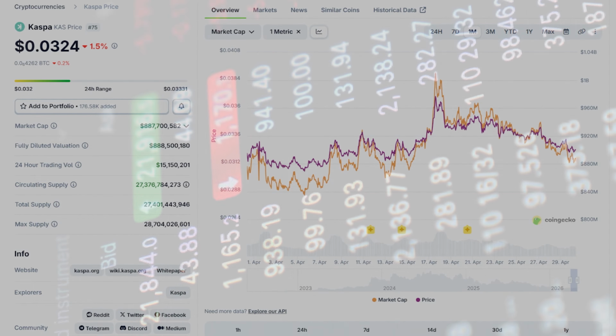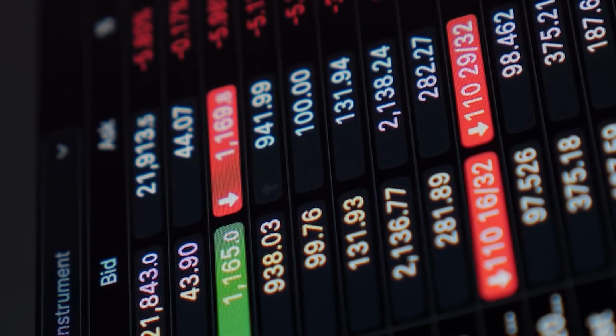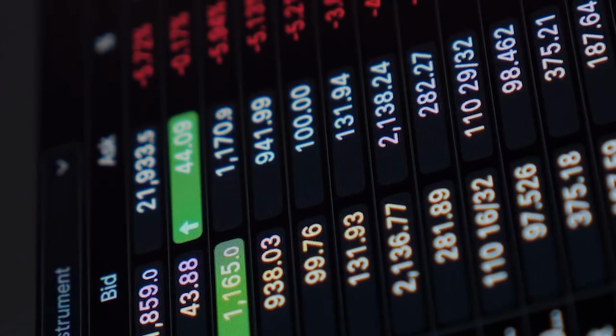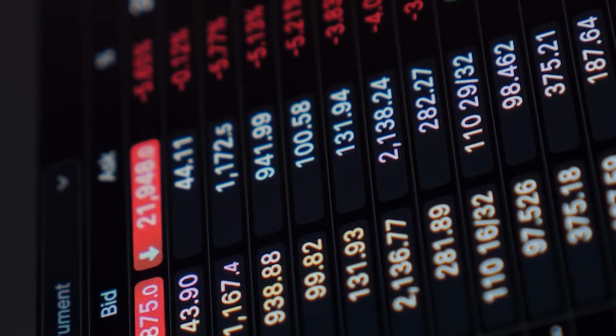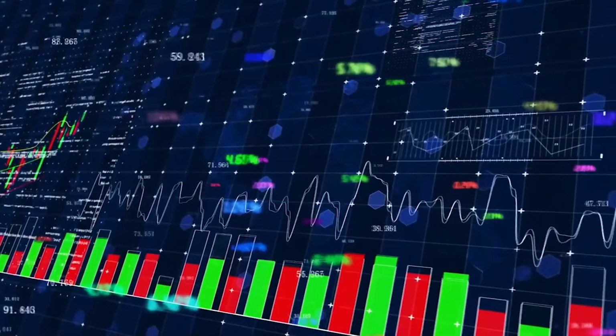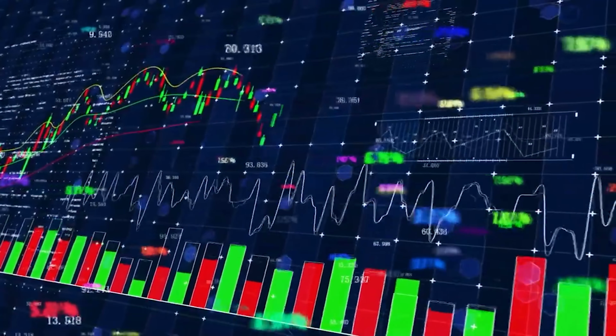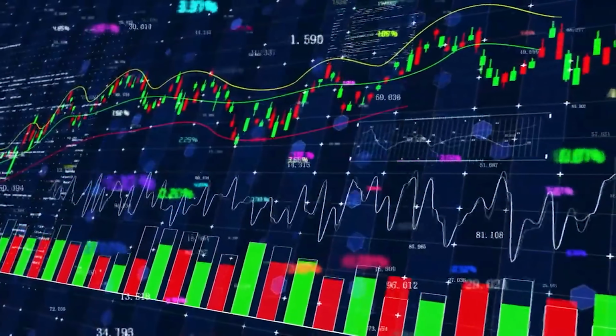Bearish scenario. If the price fails to hold 0.034 and returns to the lower part of the range, a test of 0.032 is likely, then 0.030. If weak, 0.027 to 0.025. This would mean the market is not yet ready for an uptrend.